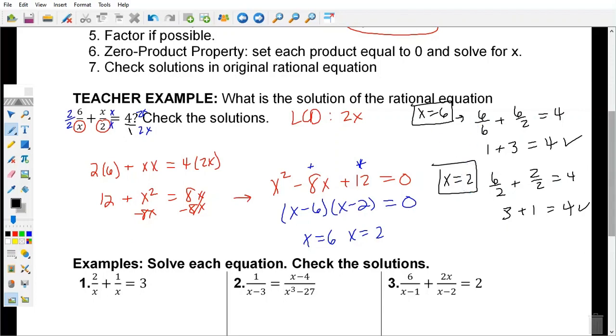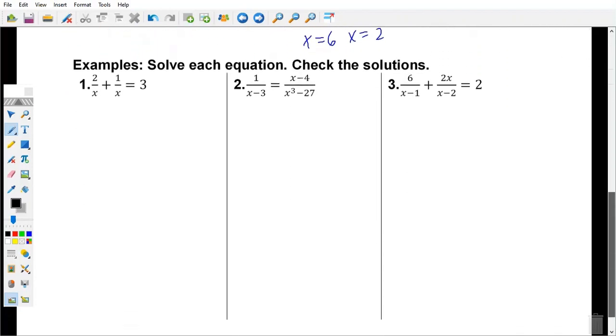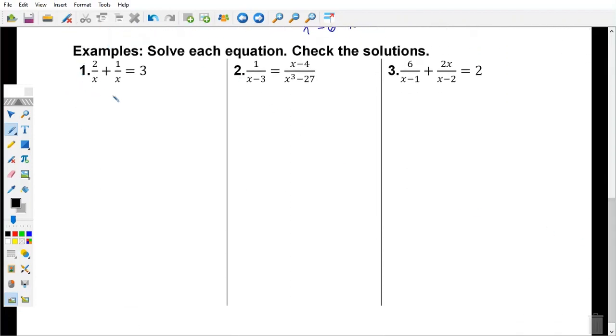Okay. All right. So here are some further examples. I would like for you to pause right now, and then you can try this one on your own and see how it goes. All right, you're back. So let's see what happens now.